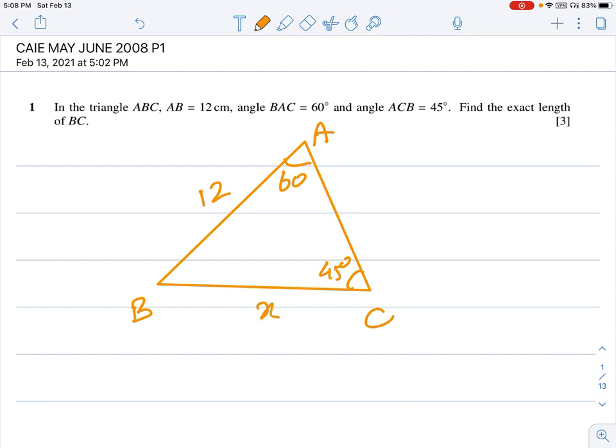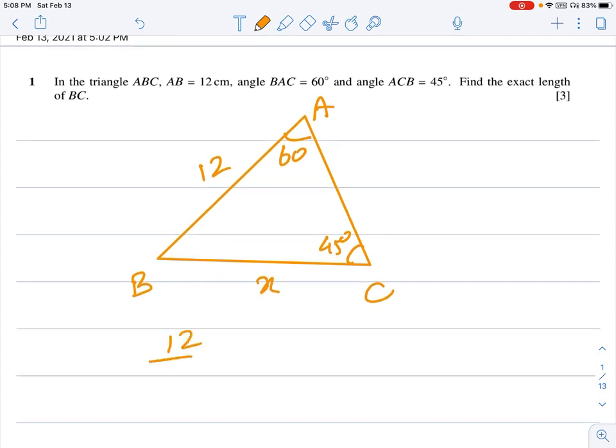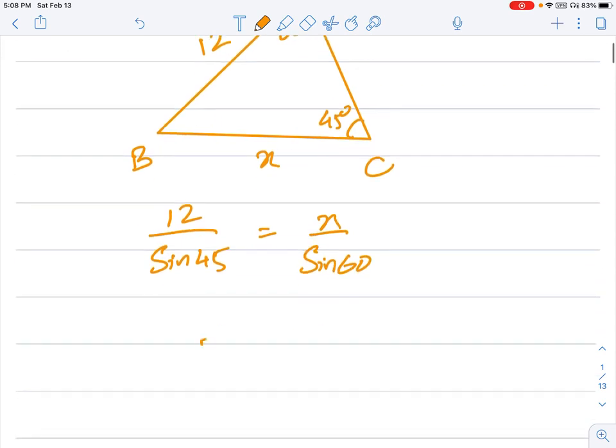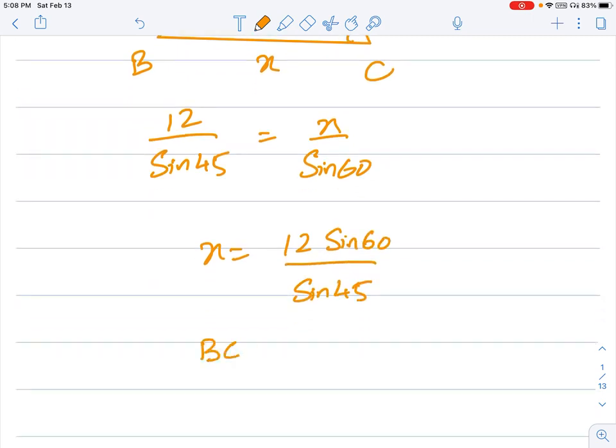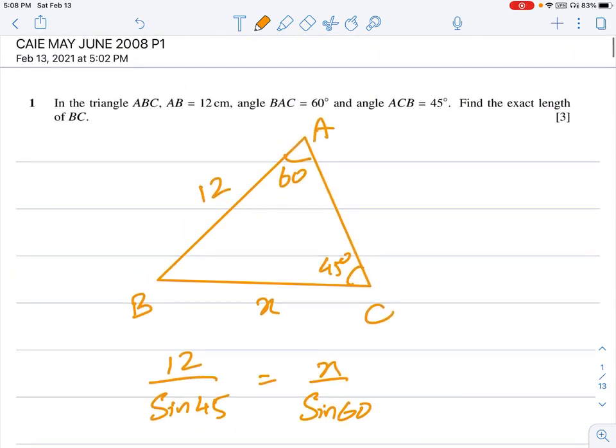So let BC equal x. Simple, I'm going to use the sine rule. 12 upon sine 45 is equal to x upon sine 60. From there, I get x is equal to 12 sine 60 divided by sine 45. This should give me the answer: BC should be equal to 6 root 6. That's great.